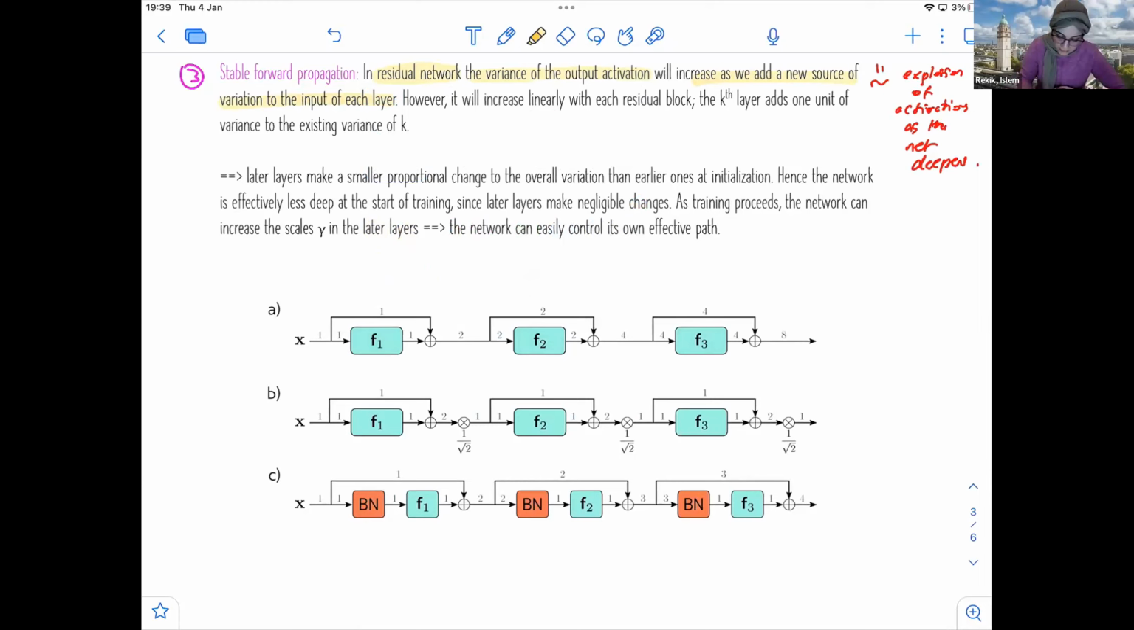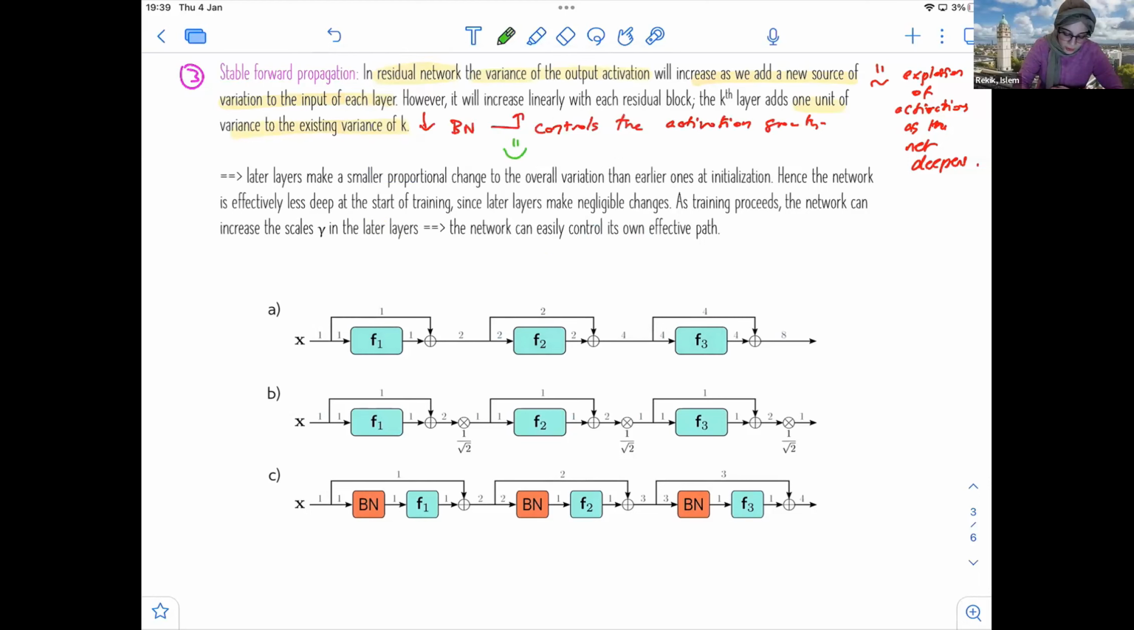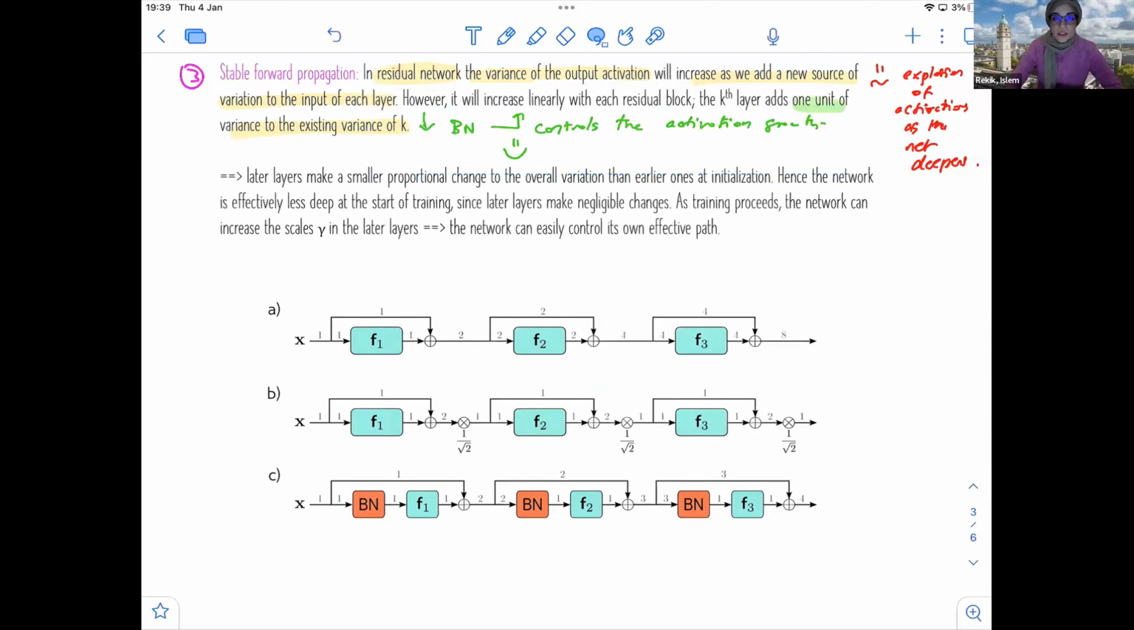The kth layer adds 1 unit of variance to the existing variance of k. So this is what we have seen. When we add BN, it controls the activation growth, and this is the good property of BN. So this should be all in green color. This is a nice property of BN, that it fixes or controls this activation growth.